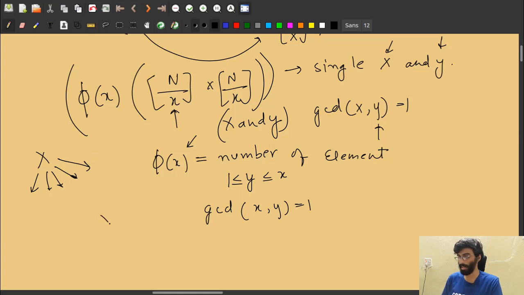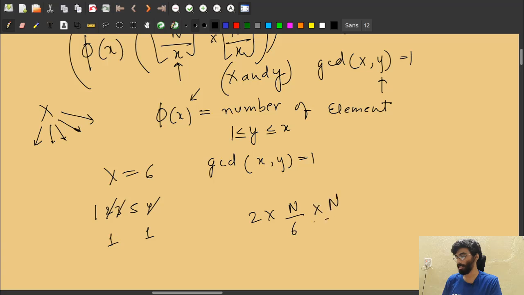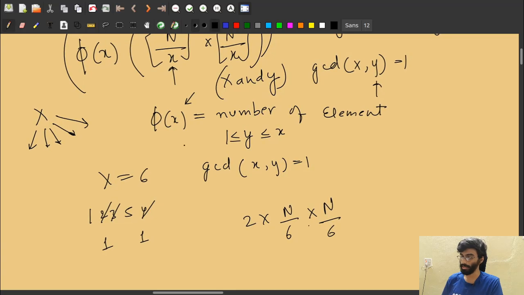For example, if our x is 6, the possible y's in this case are 1 and 5. There are only 2 because GCD of 6 and 1 is 1 and GCD of 6 and 5 is also 1. Other than that, 2, 3 and 4 all give GCD not equal to 1. So it will be 2 times n by 6 multiplied by n by 6. And as it is done for a single x and all its y's, we have to do it for every x from 1 to n.